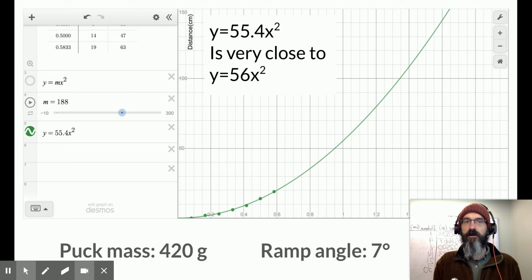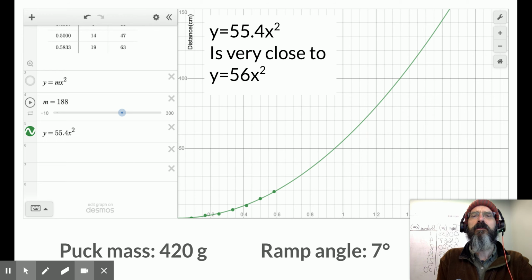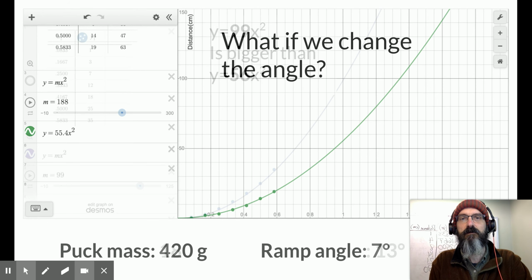Well, here is another graph made by another student with a puck mass of 420 grams, same ramp angle. This student found their best fit was y equals 55.4 times x squared, which is remarkably close to y equals 56x squared. So it seems like changing the mass doesn't change our equation. The thing that doesn't matter is the mass. Maybe the ramp angle matters.